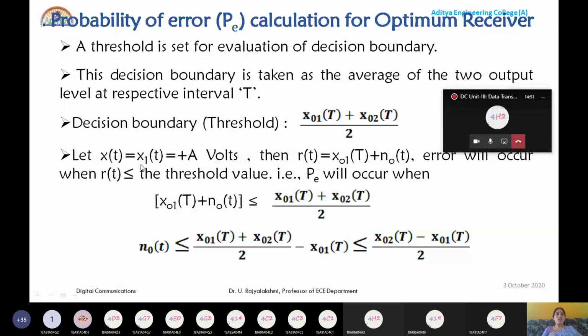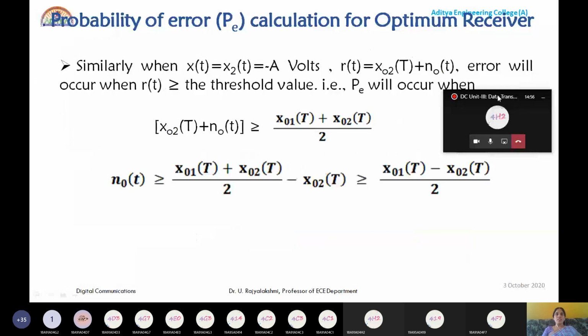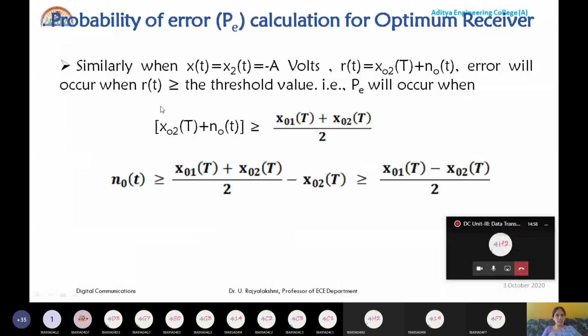We can get error whenever x of t is at plus A volts. Similarly, whenever x of t is equal to minus A volts, that is, whenever x of t is at negative magnitude, the output should always be negative. But if our output r of t is greater than or equal to the threshold value, then we can say that there exists some error. That's why P suffix e represents the probability of error.